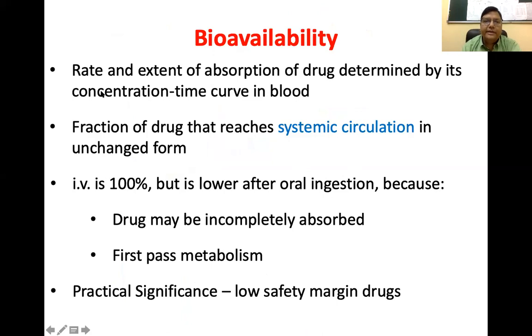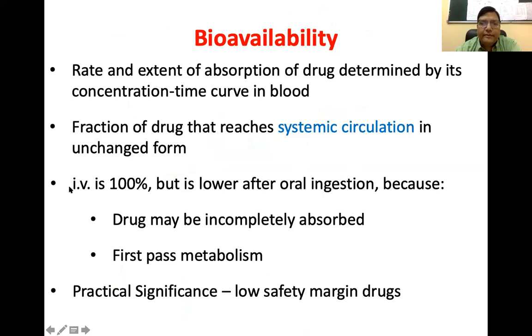So bioavailability is a very important concept. Many times you will have questions on bioavailability, that it is the rate and extent of absorption of a drug, which is determined from the plasma concentration time curve in blood. And it is the fraction of the drug that reaches systemic circulation in the unchanged form.